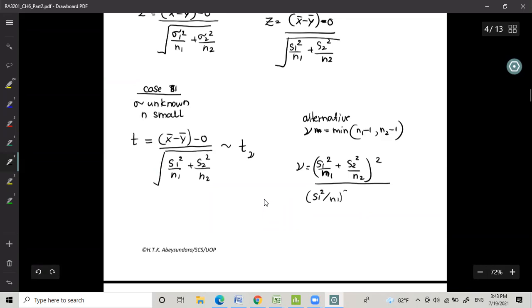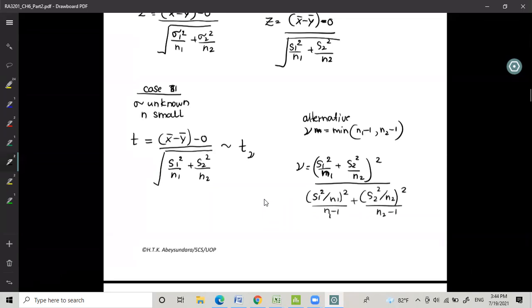So again, you don't have to memorize these things, okay? Just know that this is how they are calculated. If you use a statistical software, the degrees of freedom will be calculated using this Satterthwaite formula, and according to that, a p-value will be given. So you don't have to worry at all. You look at the p-value and make the decision.